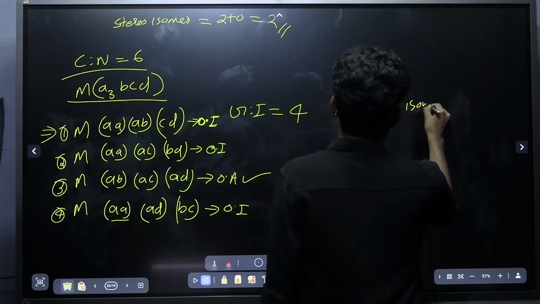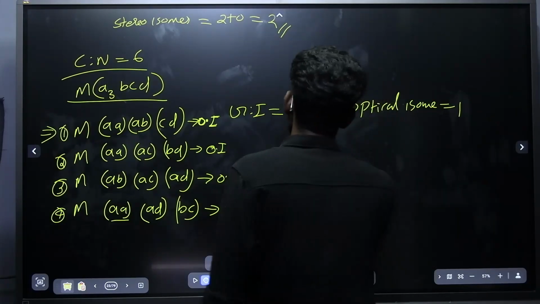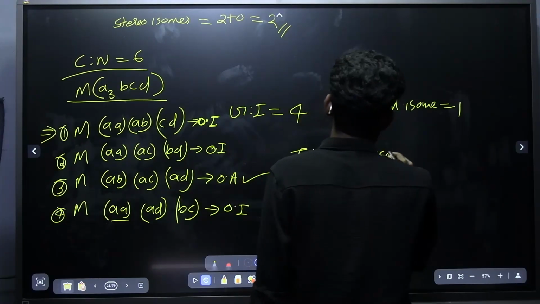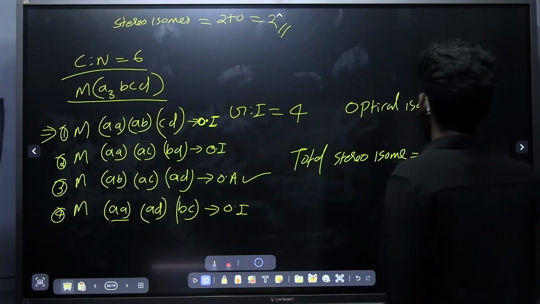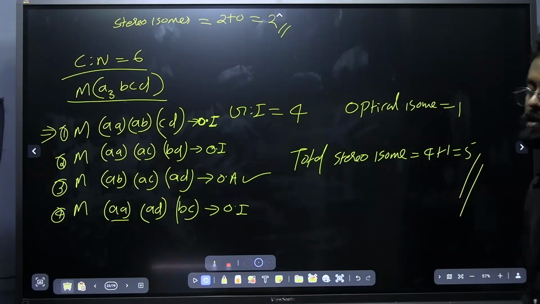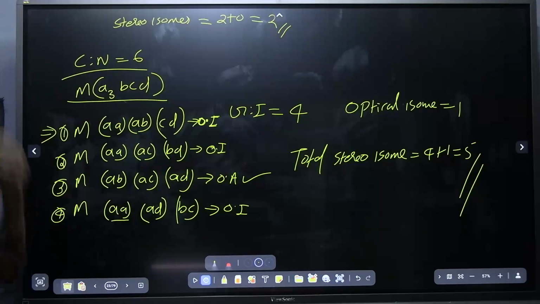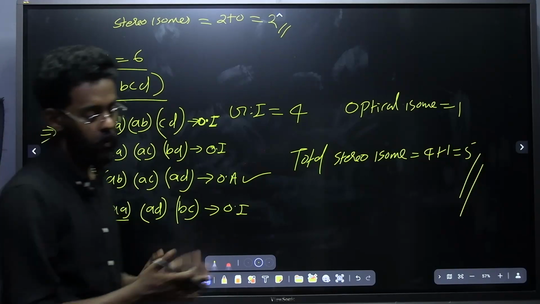Optical isomers is equal to 1. What is the total stereoisomer? Yes, very good. It is equal to 4 plus 1, it is equal to 5. This is the easiest trick with which we can score maximum questions from each chapter, from the isomerism part of coordination compounds. Yes, hope all of you understood.